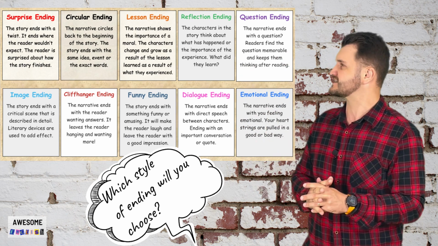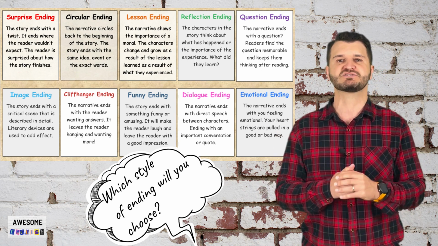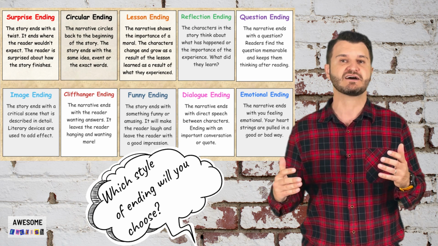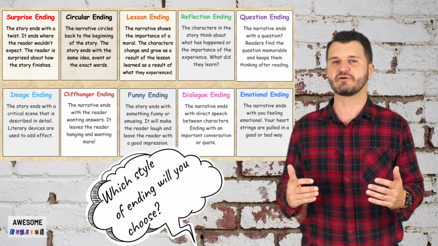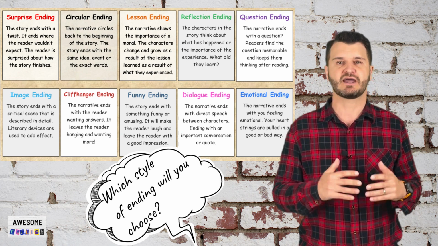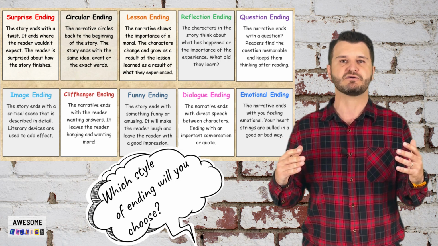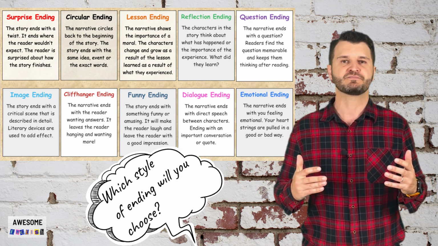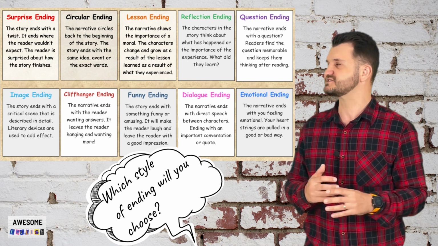Then we have a lesson or moral ending. So the narrative shows the importance of a moral. Your character or someone in your story learns a special lesson. Then there's a reflective ending. Okay, in this ending, the characters in the story think about what has happened. They reflect and think about it. And from there, it creates a really strong feeling. Let's learn some more.